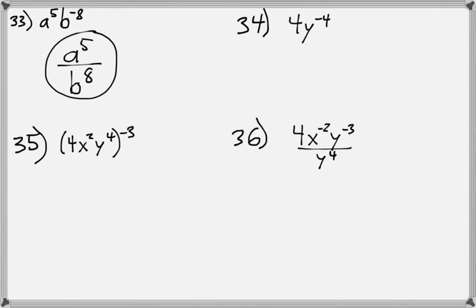34, the coefficient of 4 out in front, you don't need to move it with the y to the negative 4, meaning the 4 is just going to stay on top. It's only the y to the negative 4 that you need to move to the denominator. And this is really because the negative 4 only applies to the y. The coefficient of 4 has an implied exponent of 1, so it doesn't need to move.